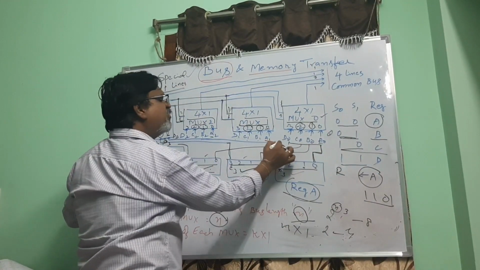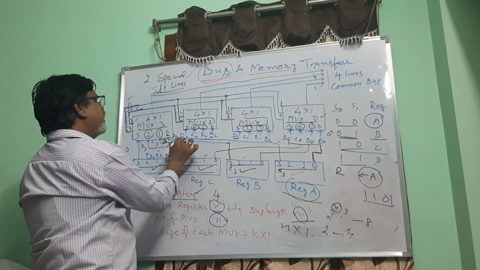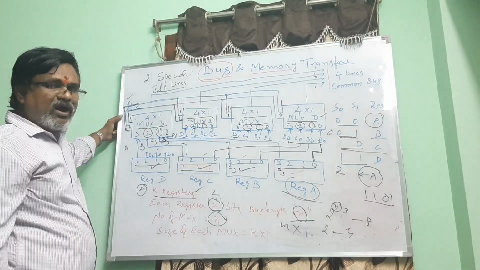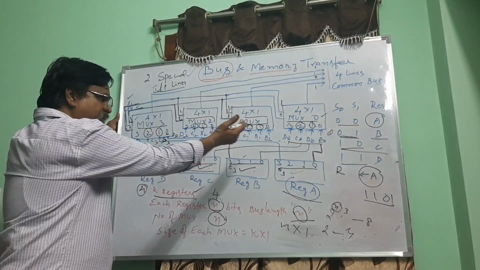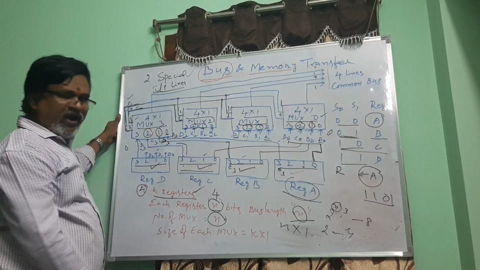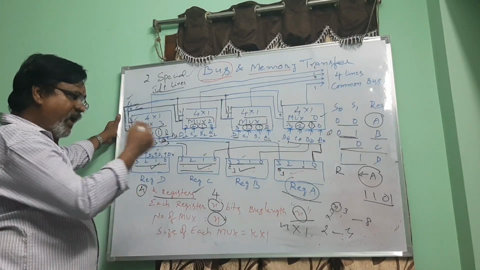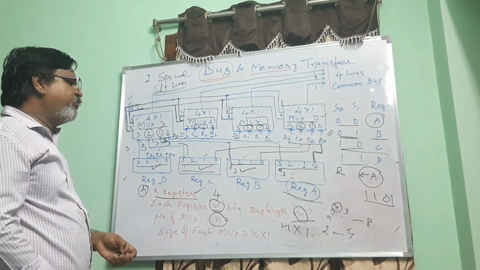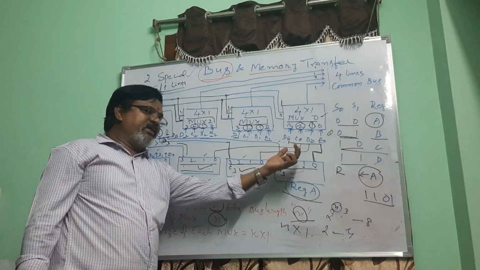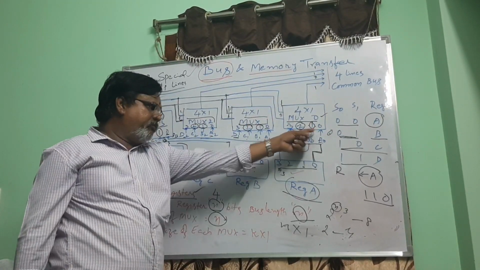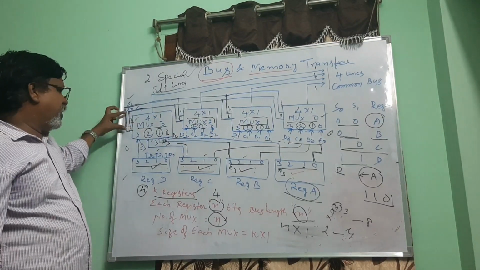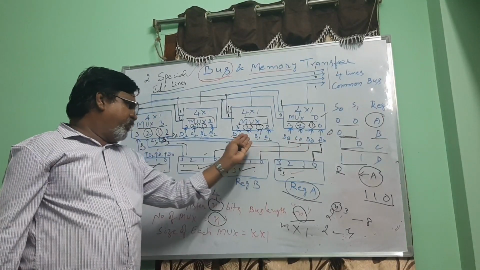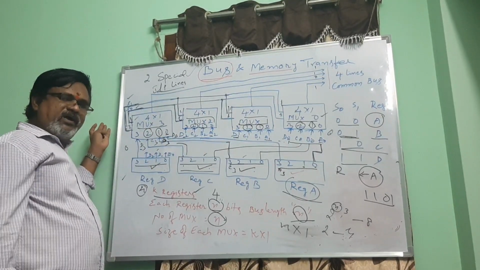So here D0 will be selected, D1, D2, and D3. When the select line bit values are 1 1, the fourth values of all multiplexers, where register D is enabled, are selected. Fine. That is the way we select whether A register bits A0, A1, A2, A3 are being given as input, or at the same time B0, B1, B2, B3, depending upon S1 and S0.